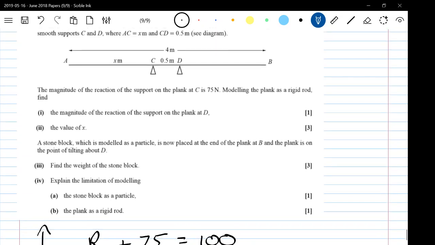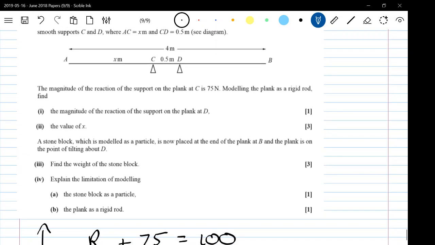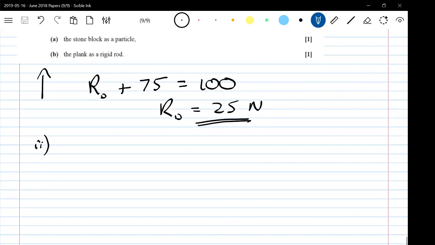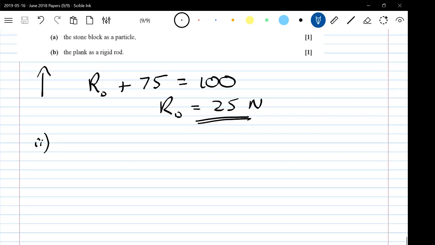Find the value of x. So we are going to have to take moments about something in order to solve this. x is the distance from A. So it kind of makes sense to take moments about A, doesn't it? You might have drawn a diagram. Should we have a quick diagram?